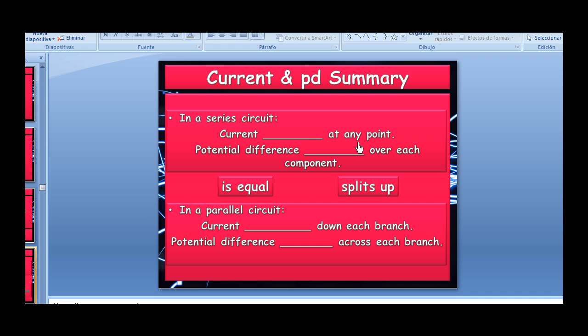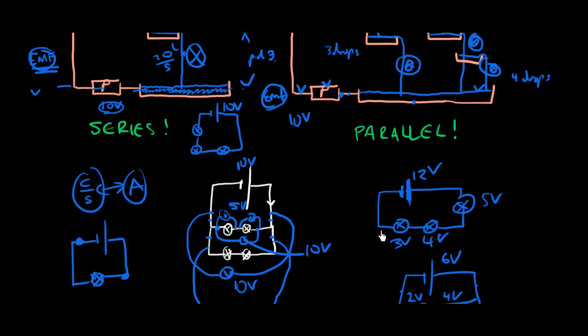There's a potential difference splits up over each component. So yes, in a series circuit, the potential difference splits up over each component, which is what we were doing here, right? Here you have the 12 volts of the EMF, and we're saying that that will split between these light bulbs in equal amounts if they have the equal resistance, or unequal amounts if they have unequal resistance.